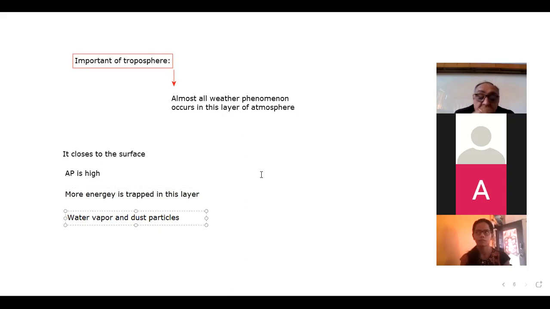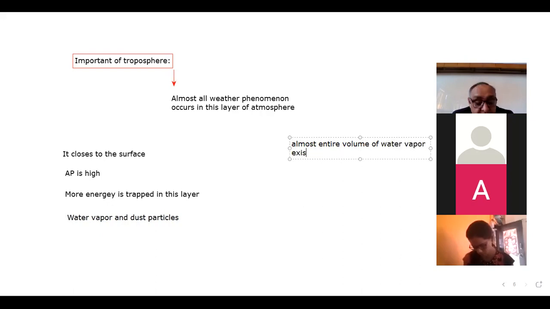So any other point if anybody wants to say? Don't hesitate, you should give your opinion openly. Now, if I conclude, there are these reasons. One reason is that almost the entire volume of water vapor exists in this region. Water vapor exists here. So this is one important point.